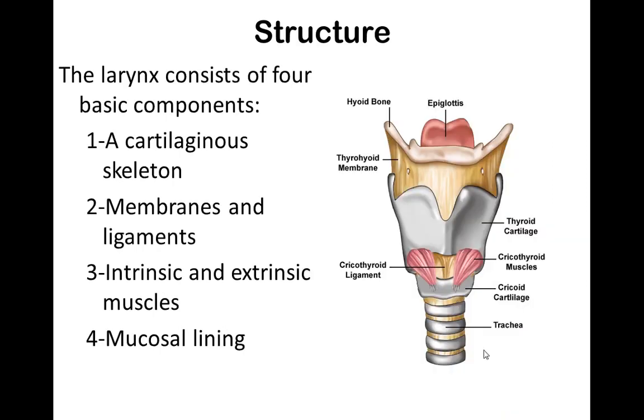So the structure of the larynx consists of 4 basic components. First we have a cartilaginous skeleton, which is formed by cartilage. We have membranes and ligaments. We have muscles, intrinsic and extrinsic muscles, and the inner lining mucosa.